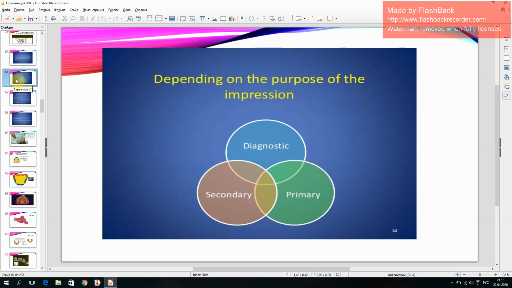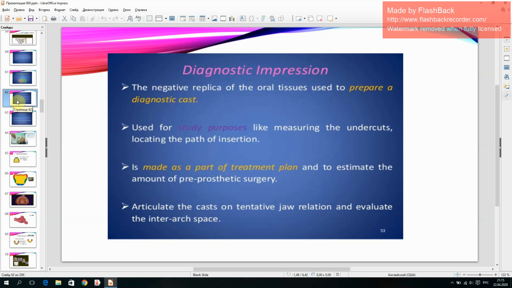Depending on the purpose of the impression: diagnostic, secondary, primary. Diagnostic impression: the negative replica of the oral tissues used to prepare a diagnostic cast, used for study purposes like measuring the undercuts, locating the path of insertion. It is made as a part of treatment plan and to estimate the amount of pre-prosthetic surgery, articulate the casts on tentative jaw relation and evaluate the interarch space.